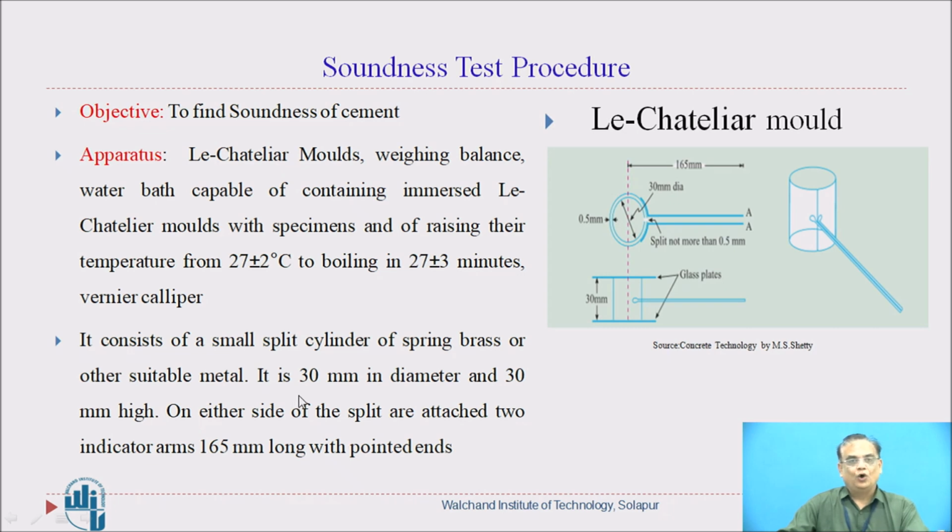30 mm height. On either side of the split are attached two indicator arms 165 mm length with pointed ends. So here we can see these are the arms whose length is 165 mm. These are on both sides of the split. Split is there in this cylinder, so that the expansion of cement can be measured, right? So lead glass plates are there, one below and one above this cylinder, and lead weight is there. So this is the apparatus Le Chatelier mold being used for this particular test.